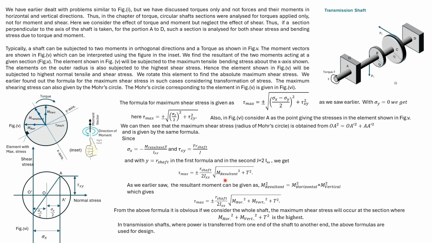We earlier found out that M resultant squared is equal to M horizontal squared plus M vertical squared, which means tau max is given by this expression. So considering that the radius of the shaft remains the same, tau max will be highest where M horizontal squared plus M vertical squared plus T squared is the highest.